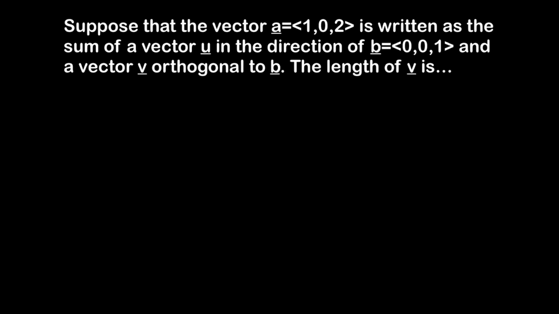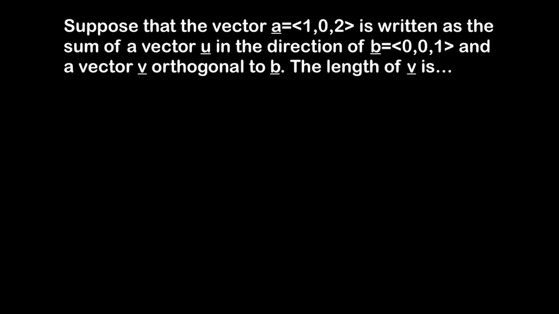Solve the following vector calculus word problem. Suppose that the vector A with components 1, 0, and 2 is written as the sum of a vector u in the direction of the vector B, which has the components 0, 0, and 1, and a vector v orthogonal to B. The length of v is.